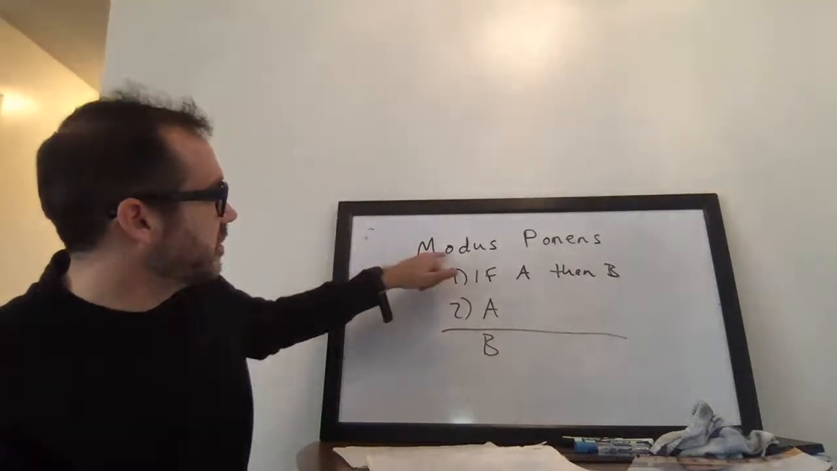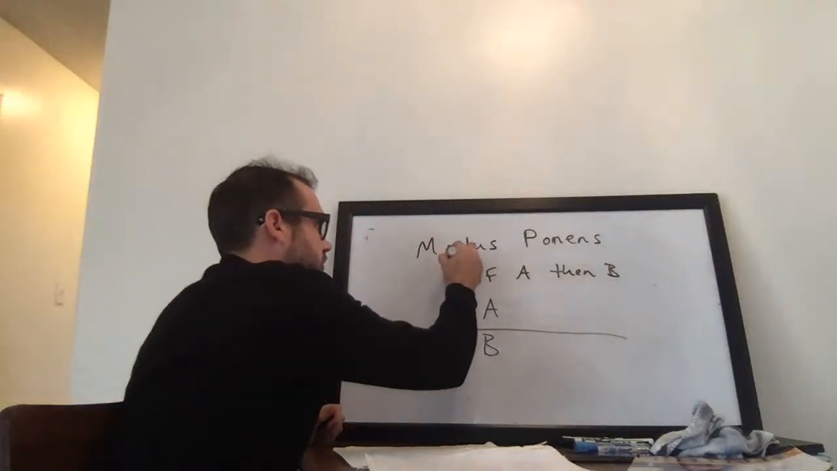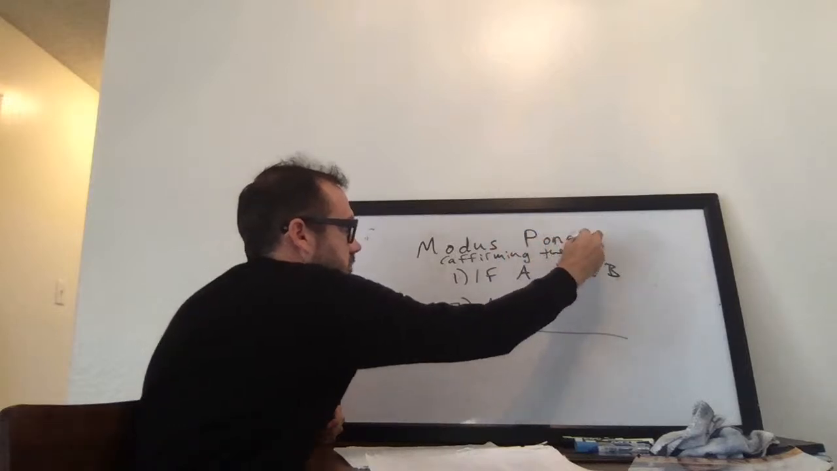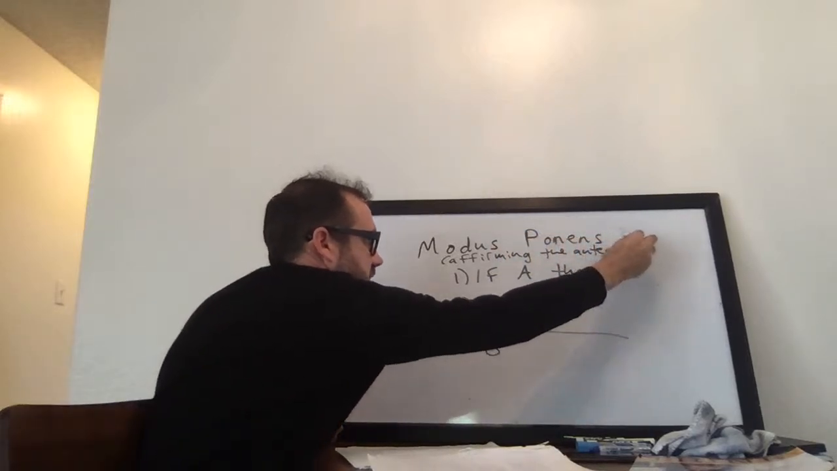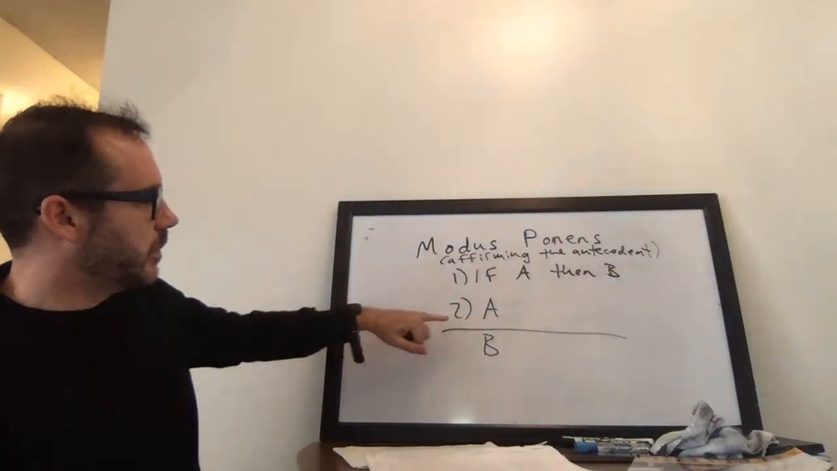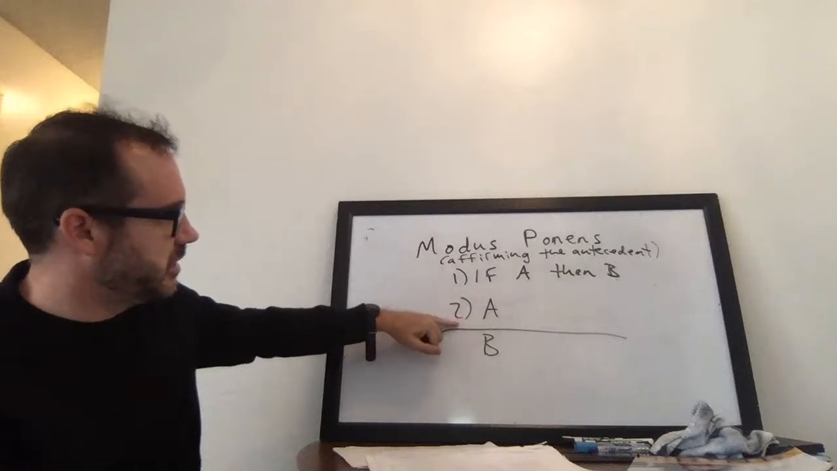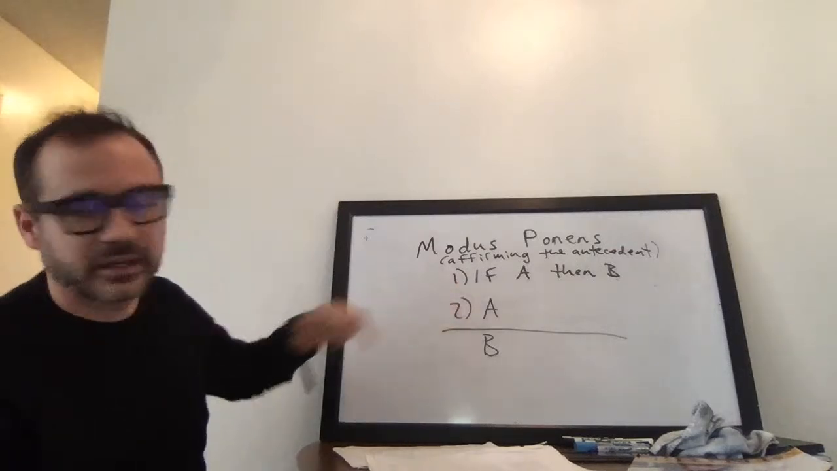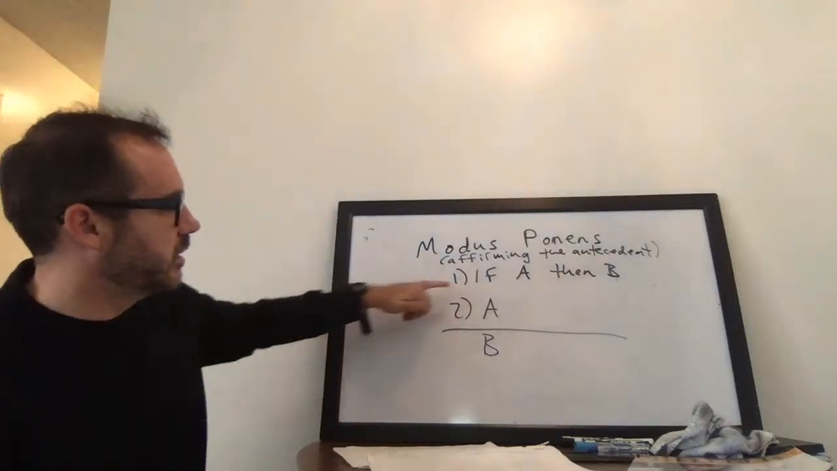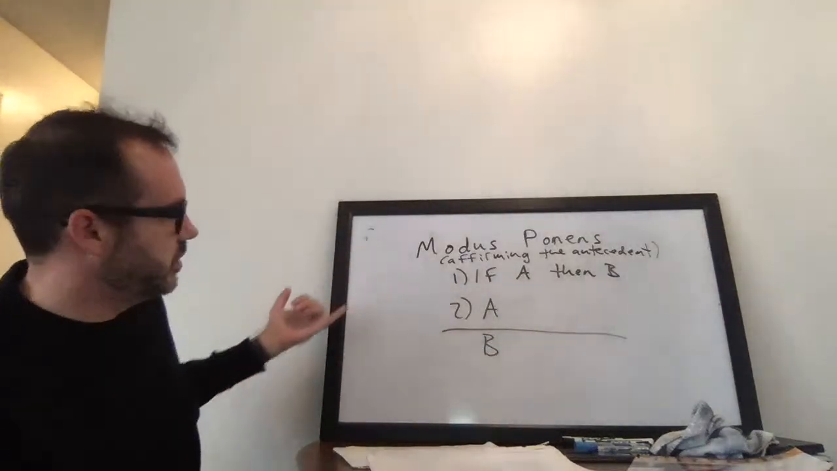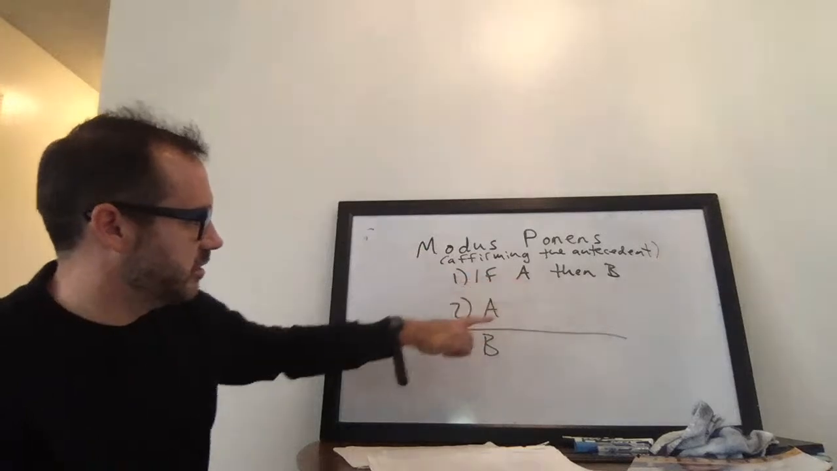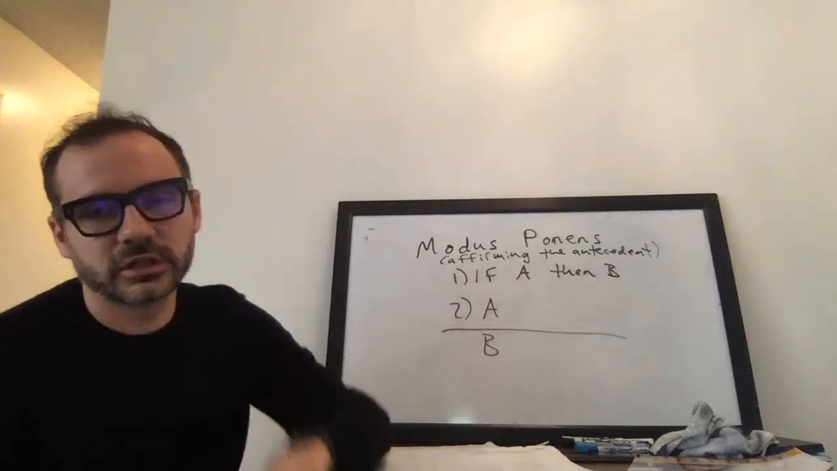So modus ponens is also known as affirming the antecedent. That is because in this type of argument, it's the antecedent which is being affirmed on the second premise, right? So we begin with a hypothetical, if A then B. We proceed to the affirmation of the antecedent, A, and then we reach the conclusion, which is B.